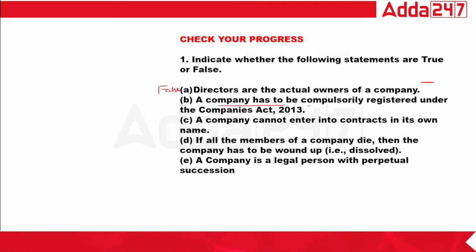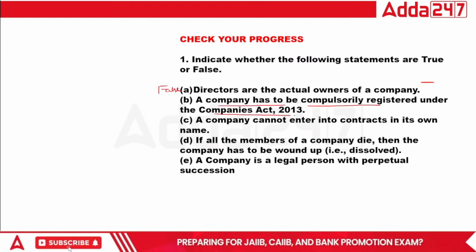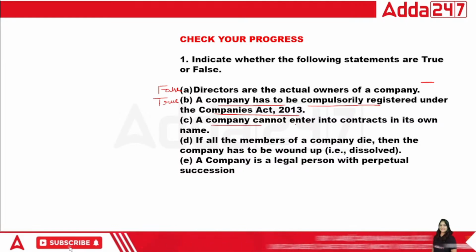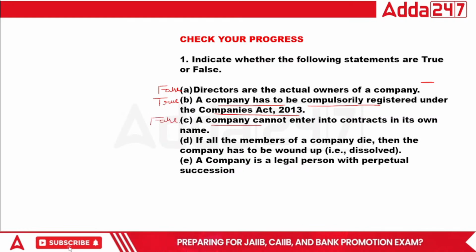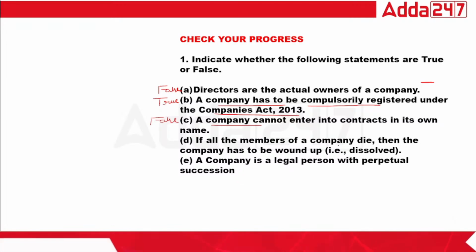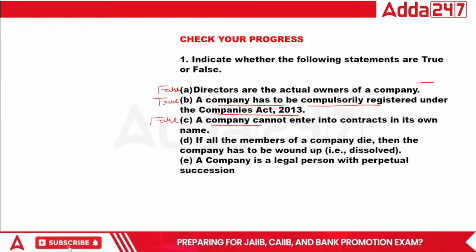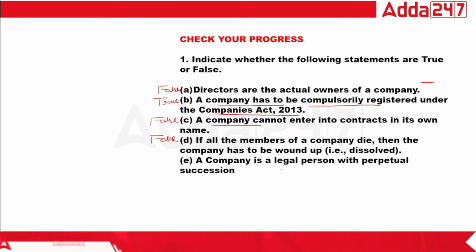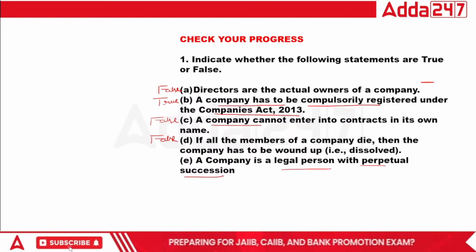The company has to be compulsorily registered under the Company Act 2013. That is true. Just give me a quick reply. The company cannot enter into a contract in its own name. That is absolutely false because a company has a separate legal entity, so the company can enter into a contract in its own name. If all the members of the company die, then the company will be wound up. That is absolutely no. The company will go on as it is. A company is a legal person with perpetual succession.